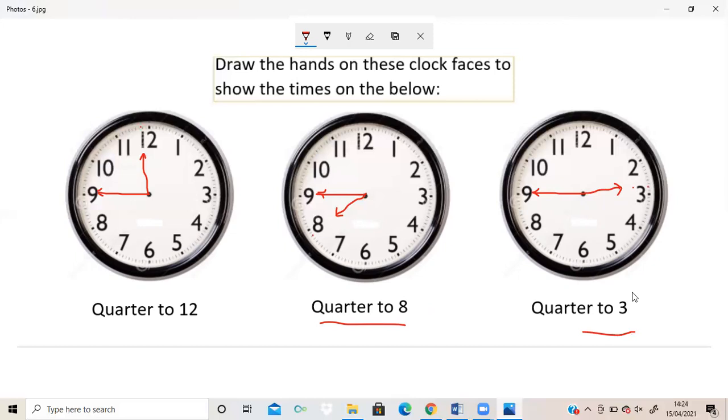So if you practice this way, I hope it will be easy for you to learn quarter to time. And please practice with these few clocks, and I hope it will be easy for you.